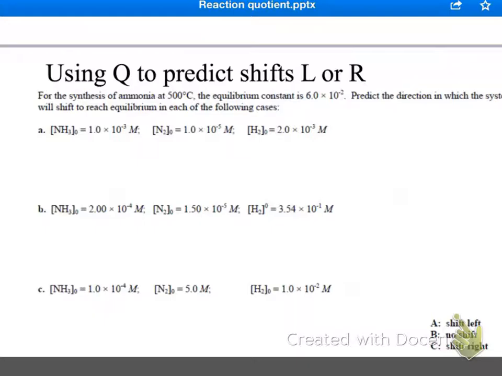Okay. Alright, so let's take a look at this example. For the synthesis of ammonia at 500 degrees C, the equilibrium constant is 6 times 10 to the minus 2. Predict the direction in which the system will shift to reach equilibrium in each of the following cases. Okay, so the first thing we have to do is write the balanced equation. So I have N2 plus H2 gives me ammonia.